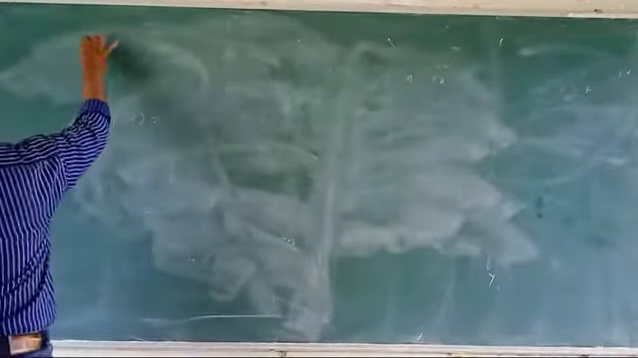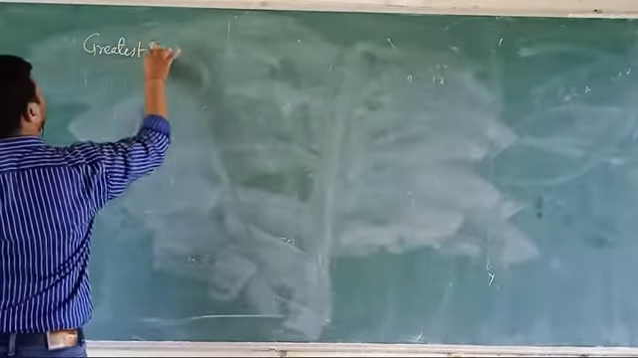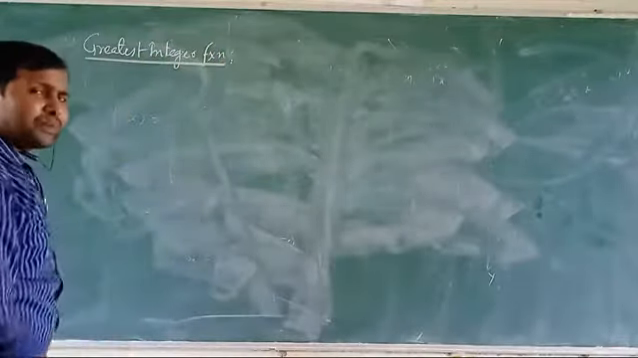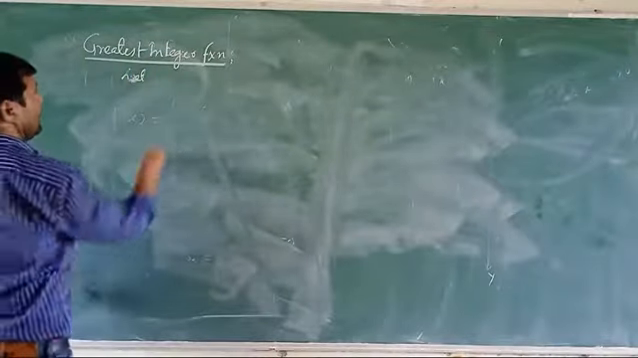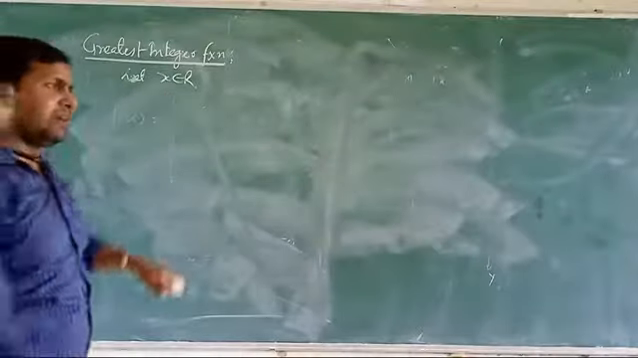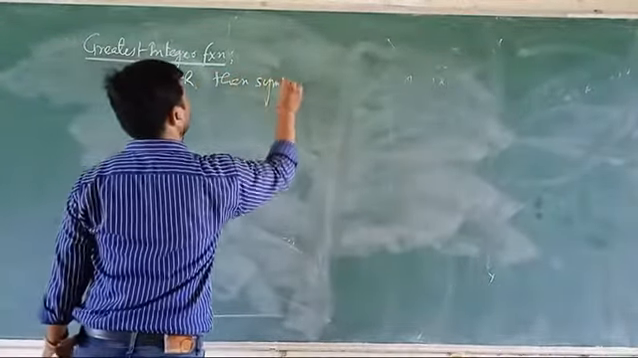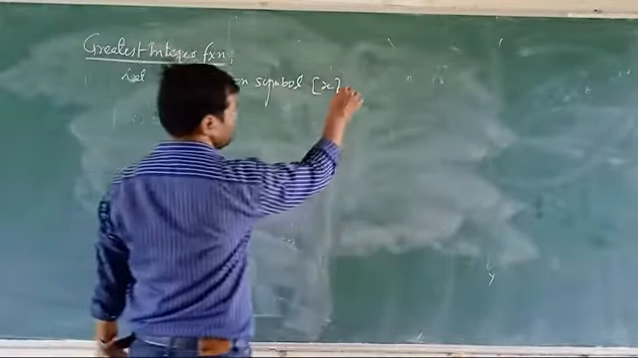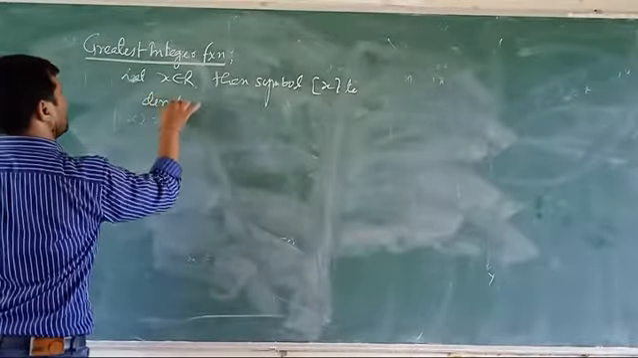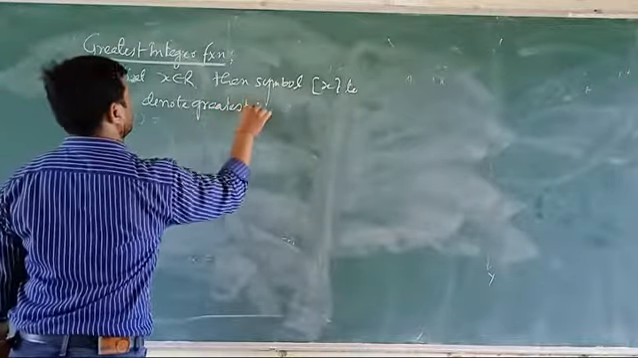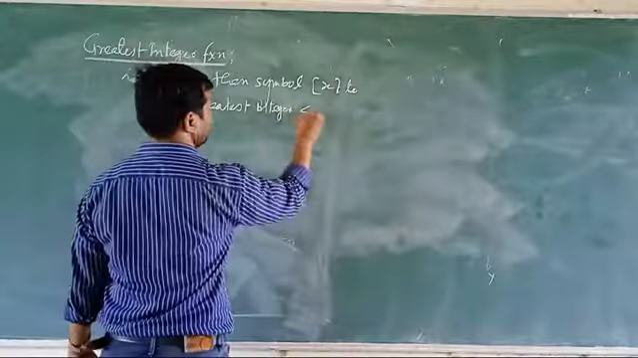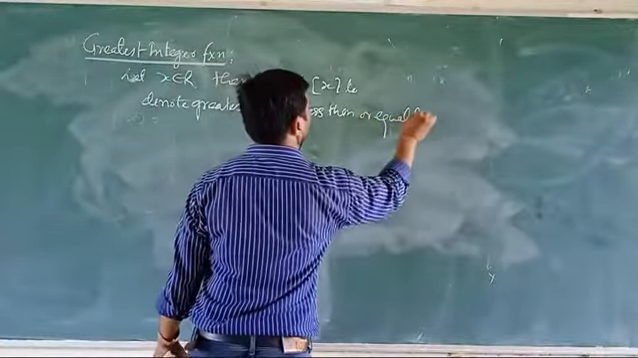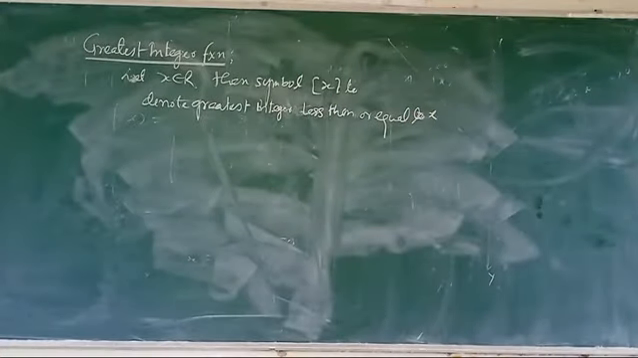Here, the greatest integer function. Let us suppose that x is a real number, then the symbol used to denote the greatest integer function denotes the greatest integer less than or equal to x. Okay, this is the greatest integer function.